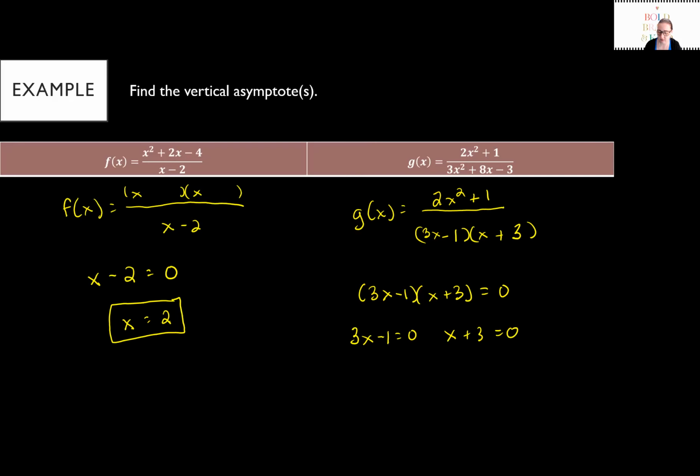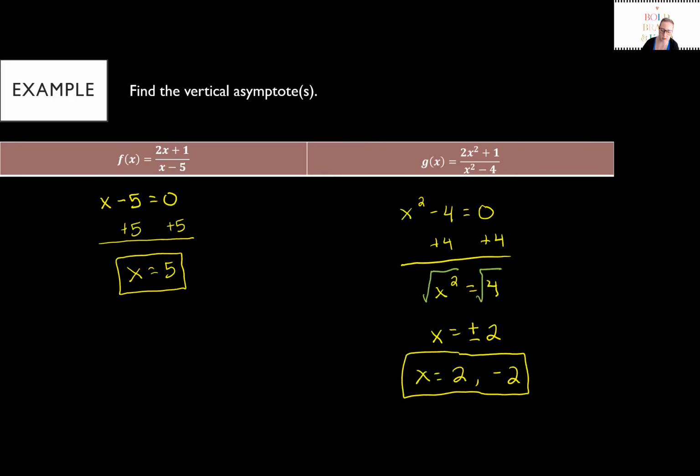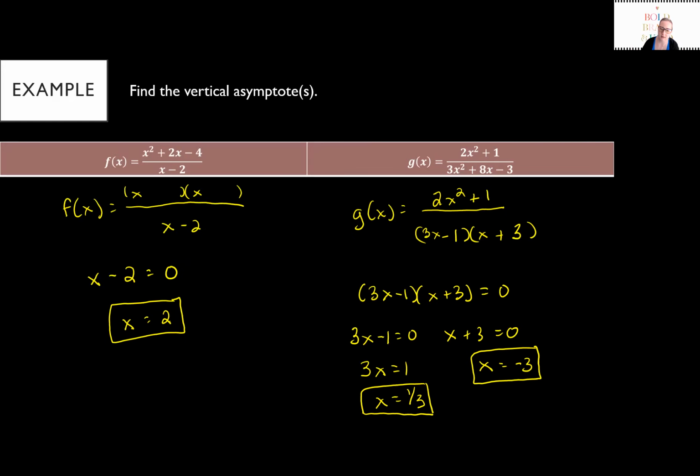So the 3x minus 1, I add 1 to both sides, which gives me 3x equals 1. And then you divide by 3 and you get x equals 1/3. So that's one of your asymptotes. The second one, x plus 3 equals 0, you subtract 3 from both sides, you get x equals -3. And that's your second asymptote. So we have two vertical asymptotes. And in this case, so unlike our previous where they were the same number, just opposite signs, in this case, they are not. One's a 1/3, the other one's a -3.